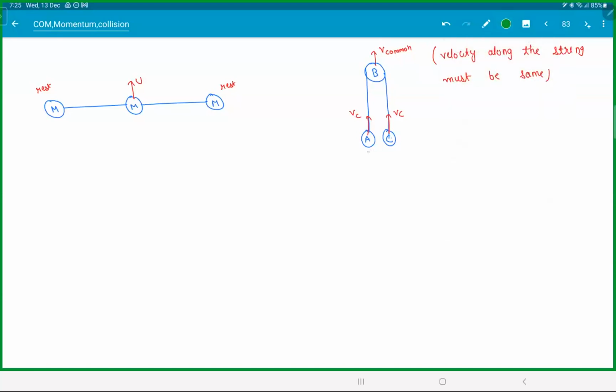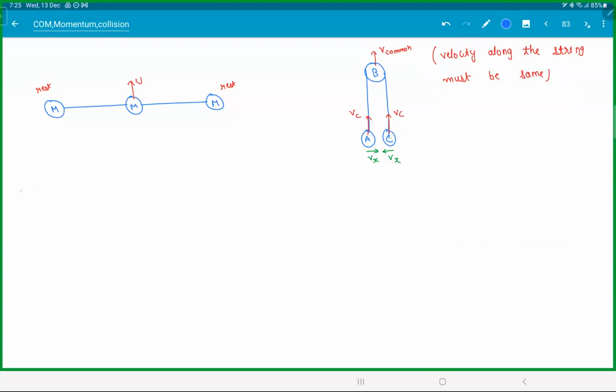But other than that, VA will also have a horizontal velocity, isn't it? You're forgetting A and C are also coming towards each other. So A and C will have two components, one vertical and one horizontal. That's your final diagram. B will have one vertical velocity component, whereas A and C will have two components. I hope you figured that part out. And if you figured this, you're done.